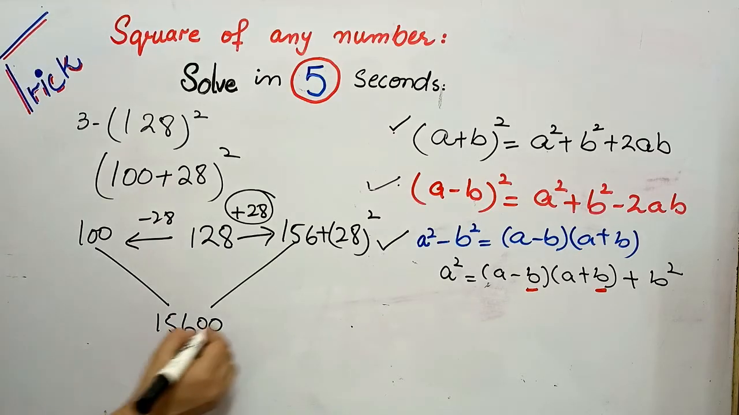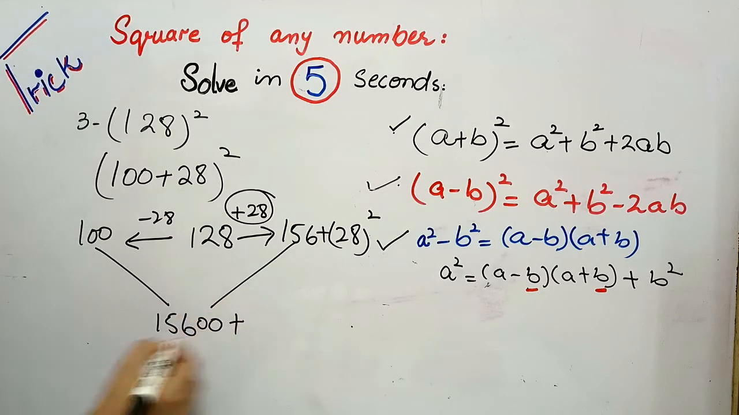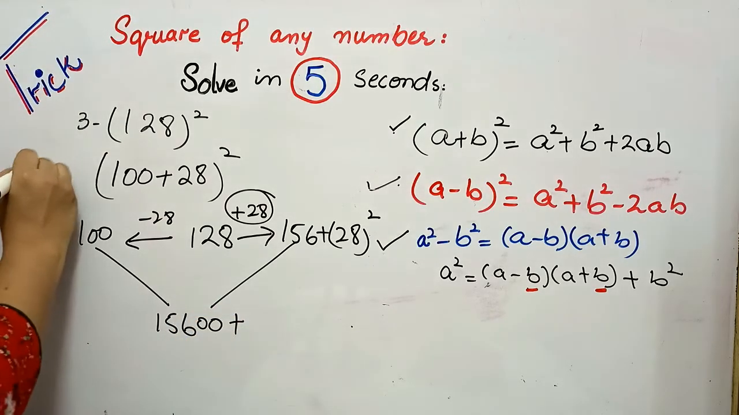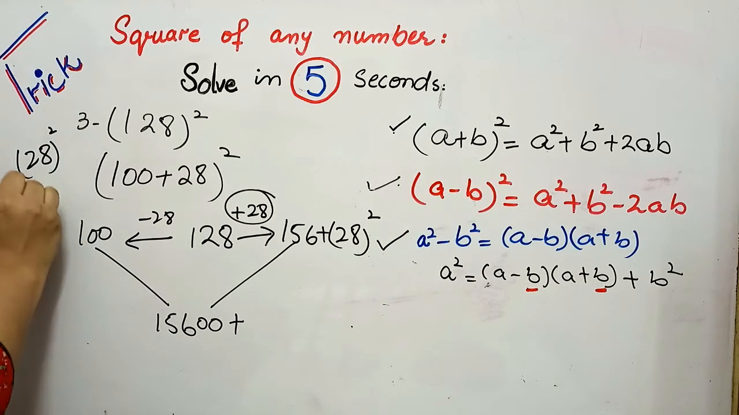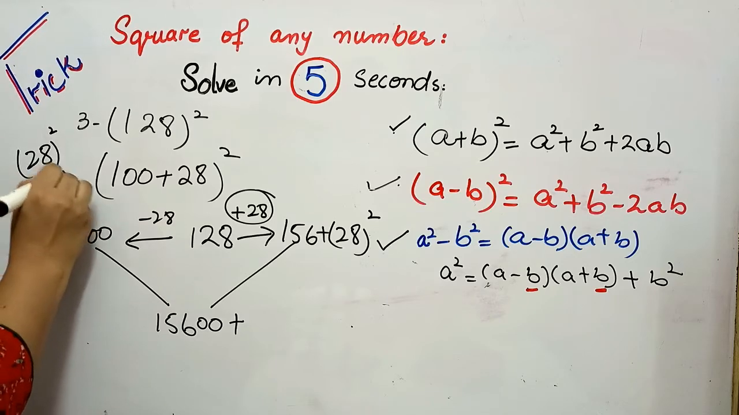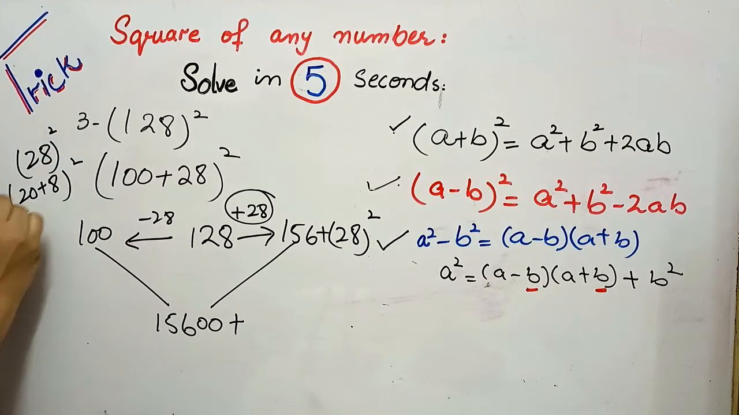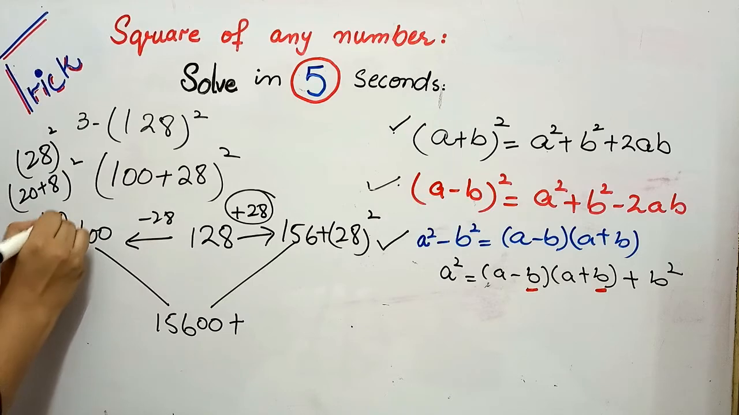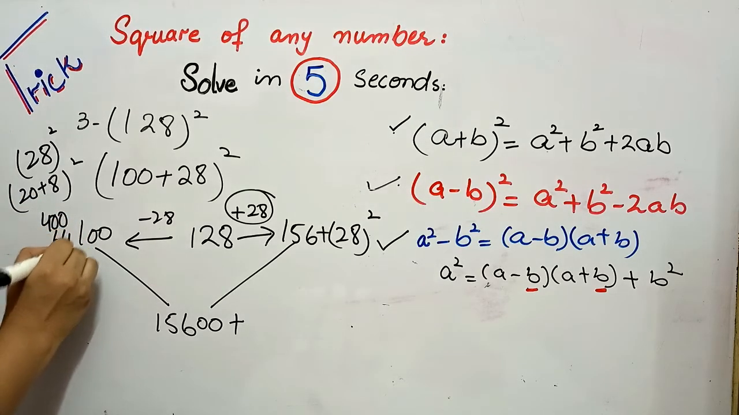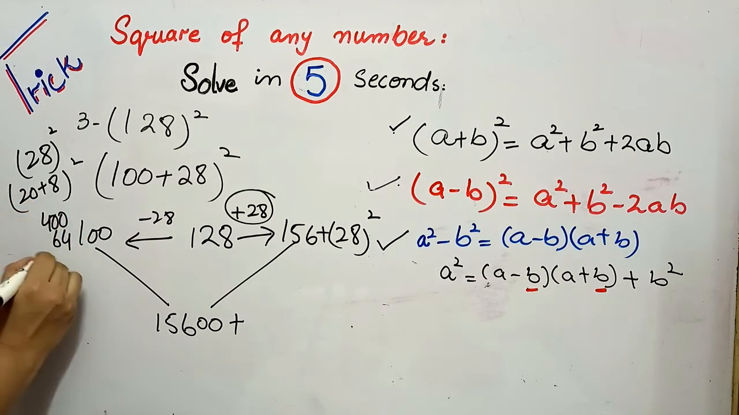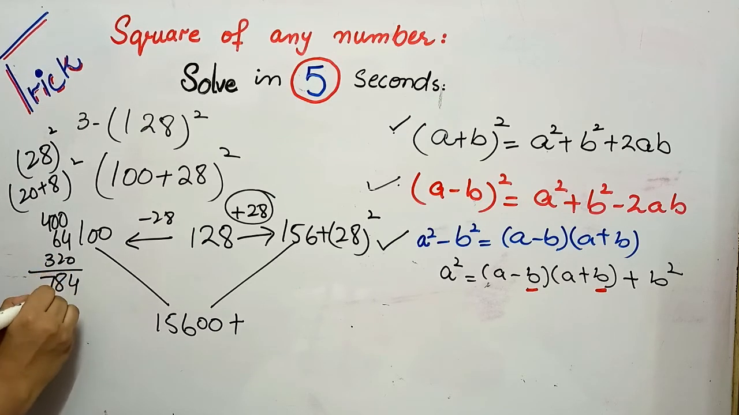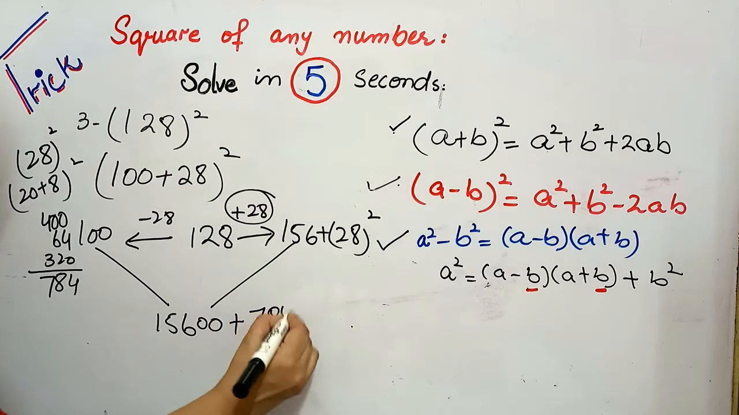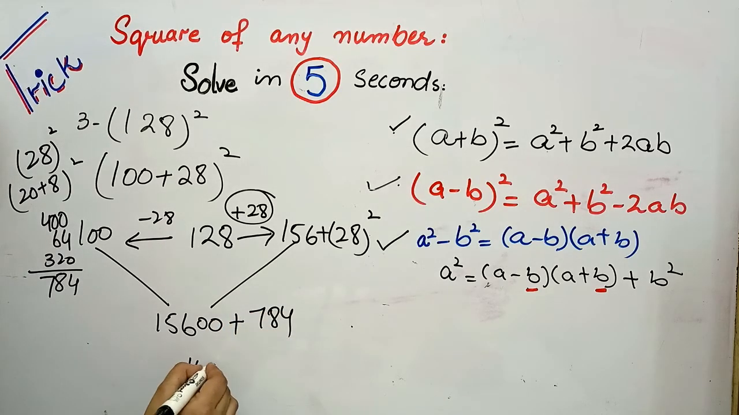So this and this will be 15600, plus now I have to take the square of 28. So we can again follow this method: 20 plus 8 whole square. 20 20s are 400, plus 8 8s are 64, plus 320. So it will be 784. Here it will be 16384.